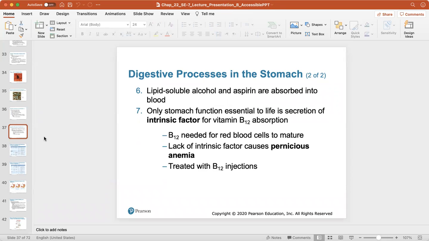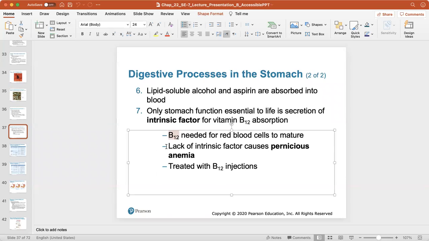The lipid-soluble alcohol and aspirin are absorbed into the blood in the stomach, and the only stomach function essential to life is the secretion of intrinsic factor for vitamin B12 absorption in the small intestine. What is vitamin B12 important for? It's needed for red blood cells to mature, and if we don't have intrinsic factor, it can cause pernicious anemia, which can be treated with B12 injections.